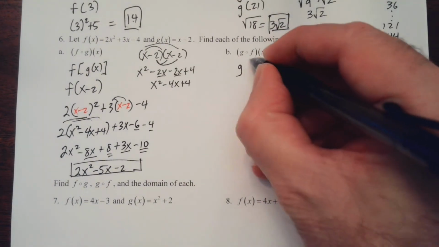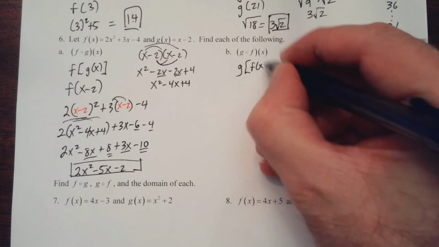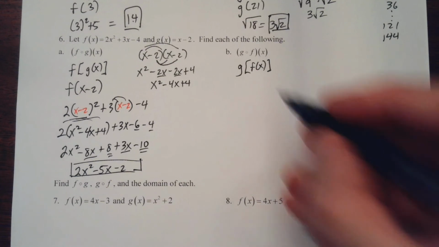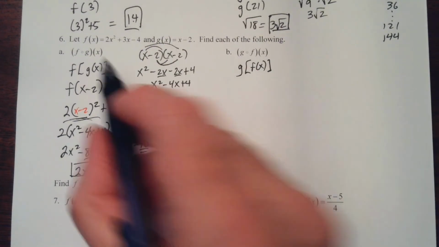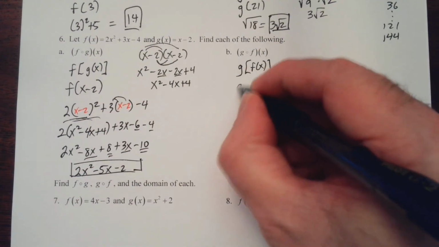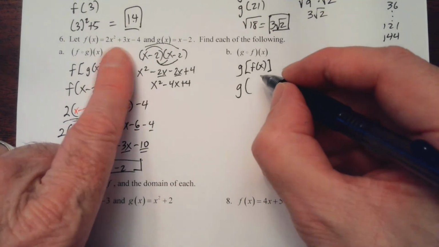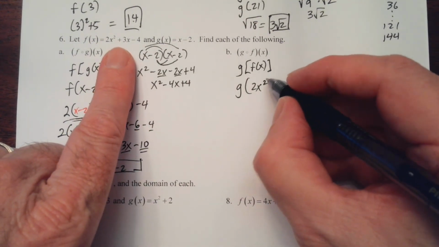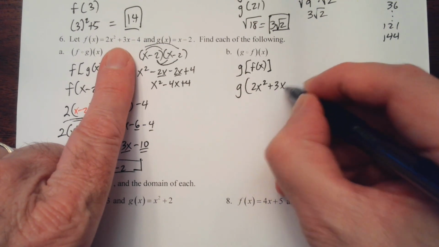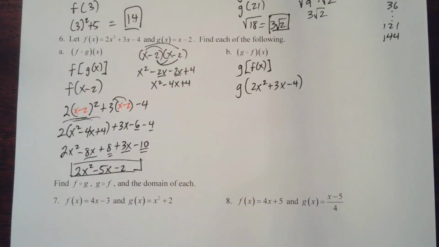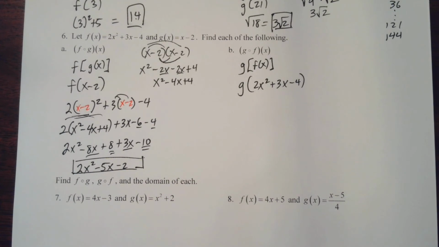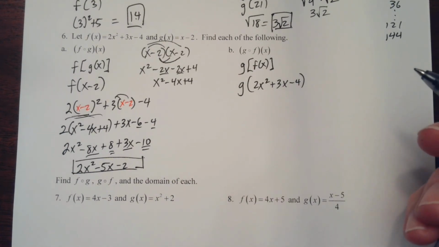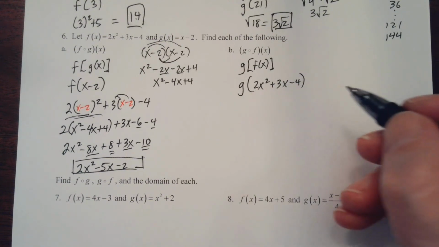All right, let's see how you did. So this, by definition, is g of f of x. We're going to replace f of x with what it's equal to. So this would be g. Well, f of x is this function here, 2x squared plus 3x minus 4. So let's go ahead and plug that into the g function as an input.